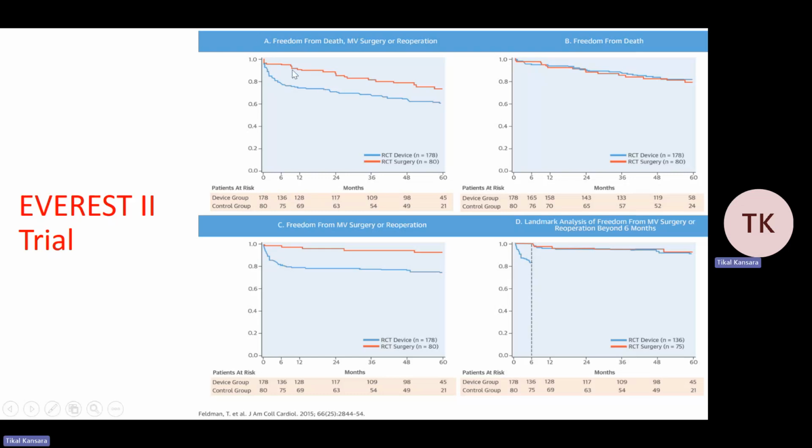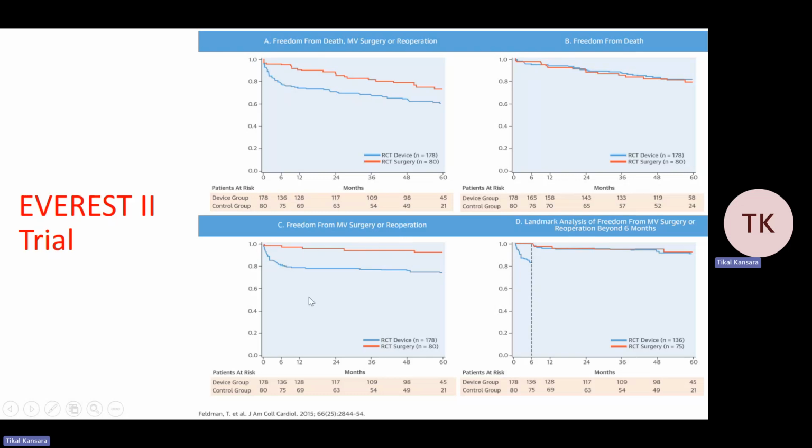Yeah. Well, you can say yes. If the data shows that mitral clip has worse outcomes than surgery, but when you subclassify it into freedom from death, there was no difference in death whether they went for clip or for surgery. Okay, that means that mitral clip was non-inferior to surgery for death. And then they did a landmark analysis, and they found that the major difference was from surgery or reoperation.